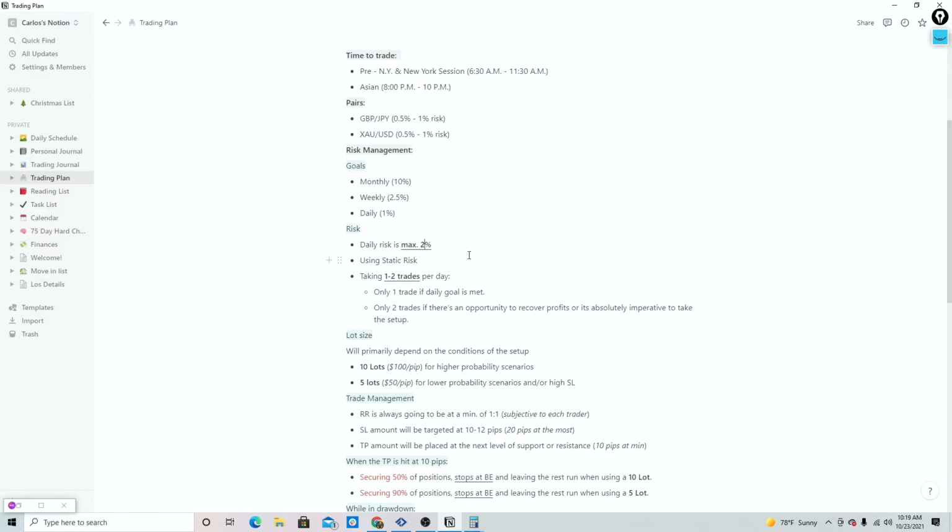So the moment that I hit my daily risk, I close all my charts, I close my MetaTrader, I get off the computer, and I come back to it the next day, right? I prep the night before or whatever the case is, but I come back the next day. There's no more trades, right? And that's very important because taking 1 to 2 trades per day literally is going to change your life. It literally changed mine.